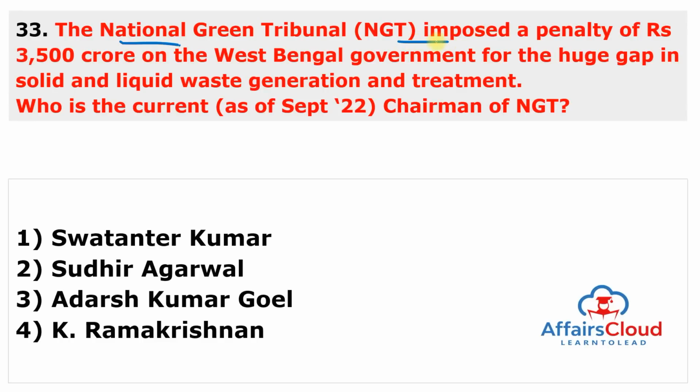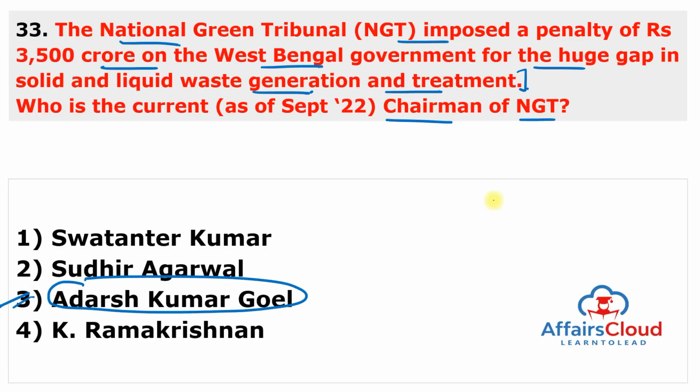National Green Tribunal imposed a penalty of rupees 3,500 crore on the West Bengal government for a huge gap in the solid and liquid waste generation and treatment. This line is very important. Who is the current chairman of National Green Tribunal? So this is a static question and the current chairman is Adarsh Kumar Goyalji. So the answer of this question is 3.